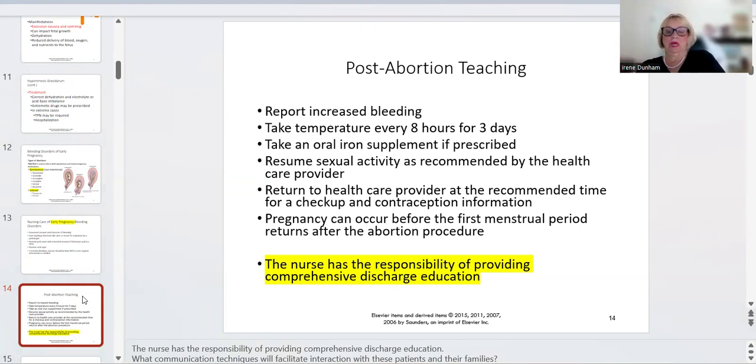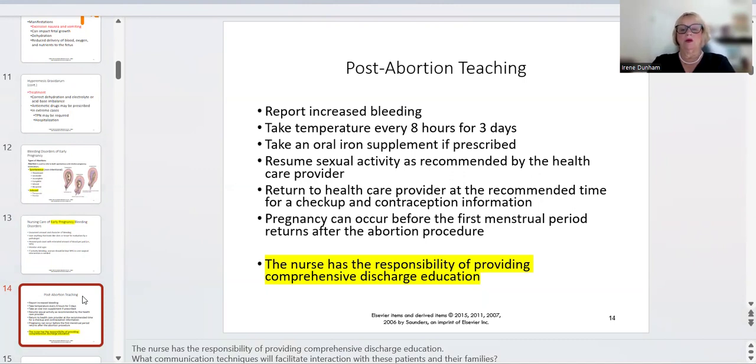3 days, okay? And then you already did some blood work on her, so you know if she needs an oral iron supplement. So if she needs some extra help on that, you give it to her, because she could have lost a lot of blood, okay?